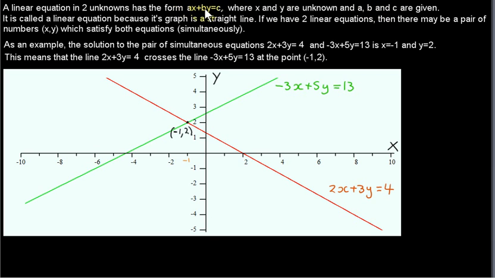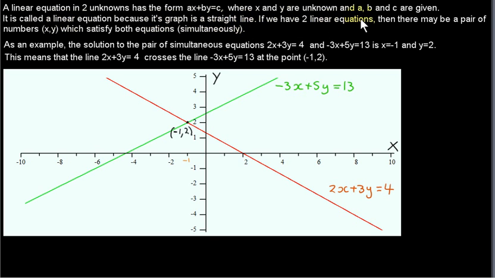x and y are free to vary, but the pair of numbers x and y must satisfy this equation. In other words, ax plus by must work out to the right hand side, which is c. It is called a linear equation because its graph is a straight line.